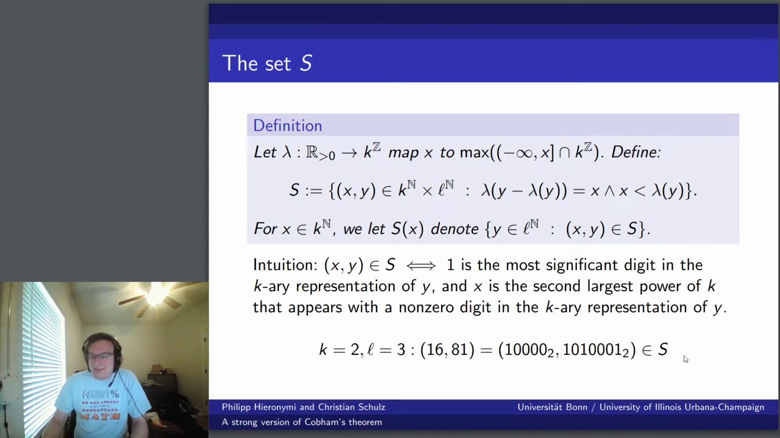So a concrete example, if it helps, if k is 2 and L is 3, 16, 81 will lie in S. Because if we look at the binary expansion of 81, the second non-zero bit is in the 16's place. And then the last thing we are defining on this slide is this function s of x, which effectively is just picking out one of the fibers of this relation. We're taking a power of k and asking which powers of L does it correspond to in this way.